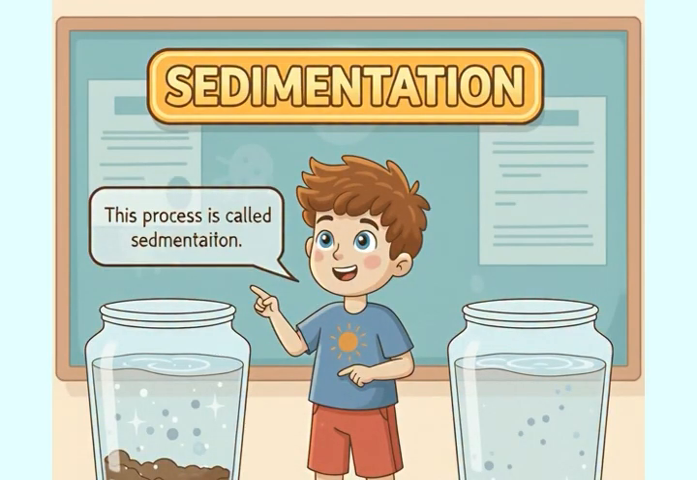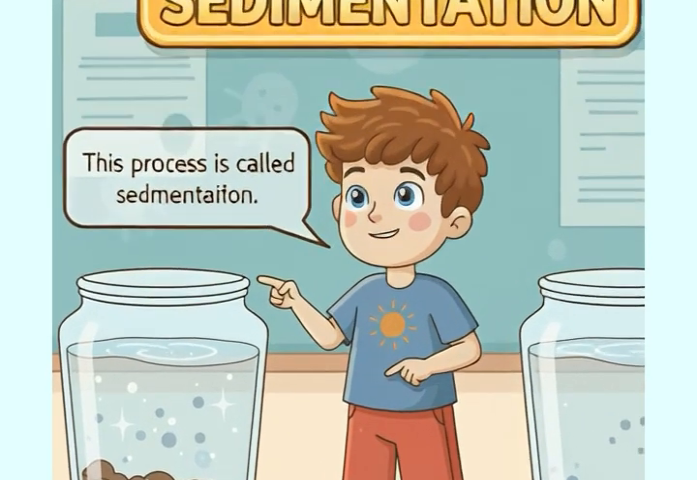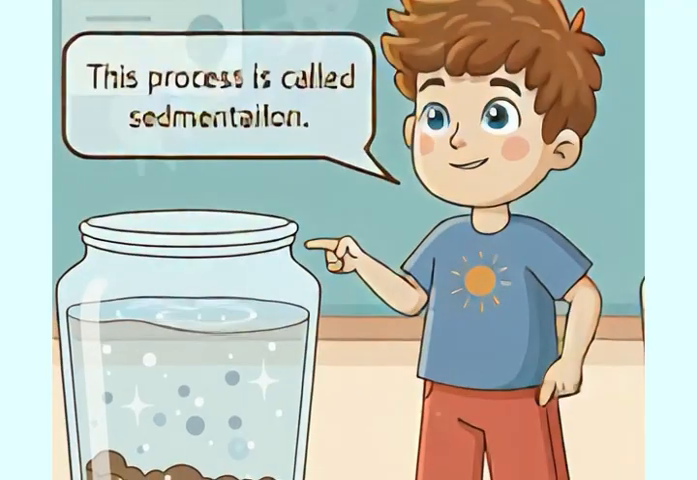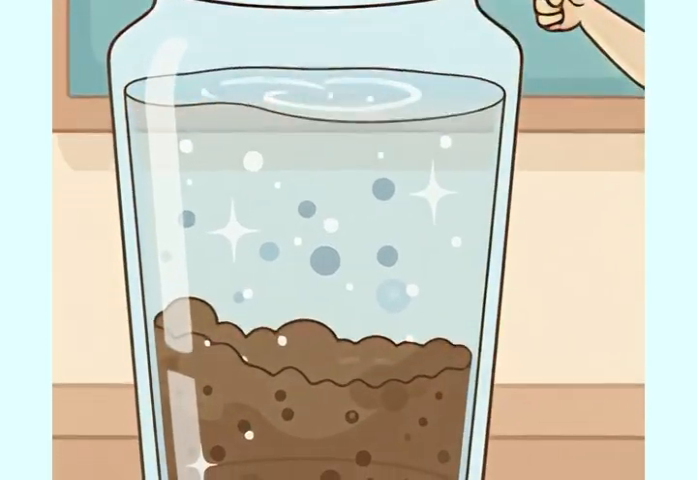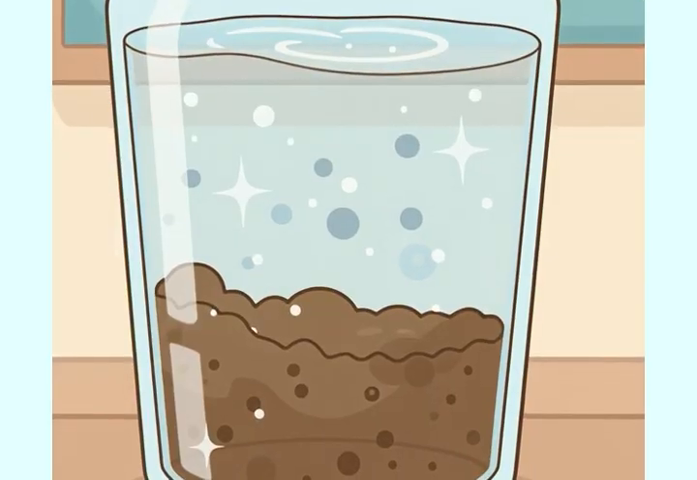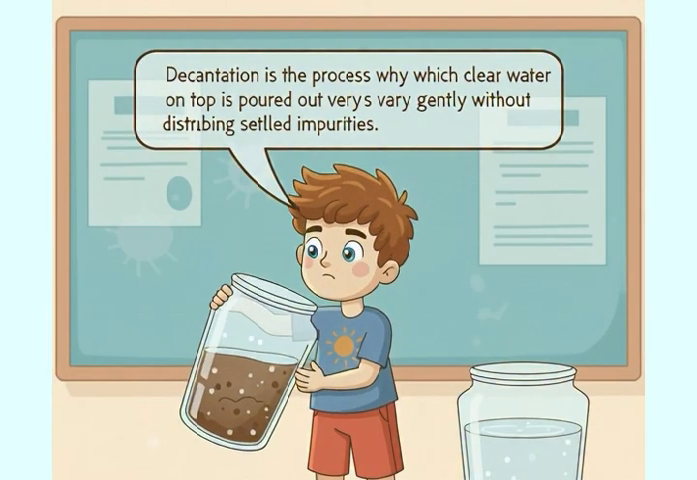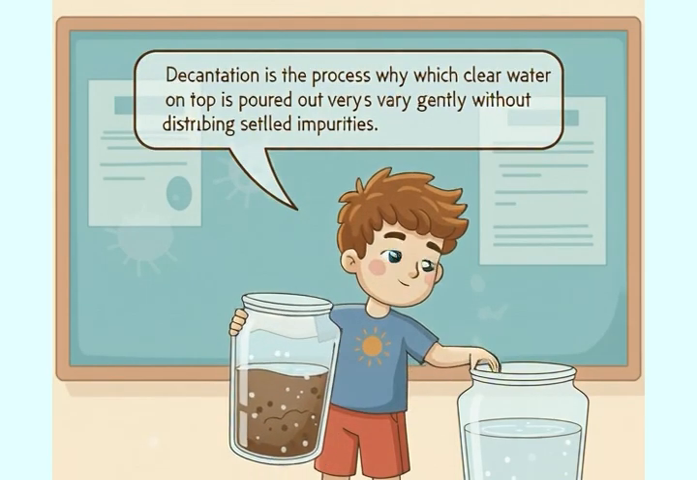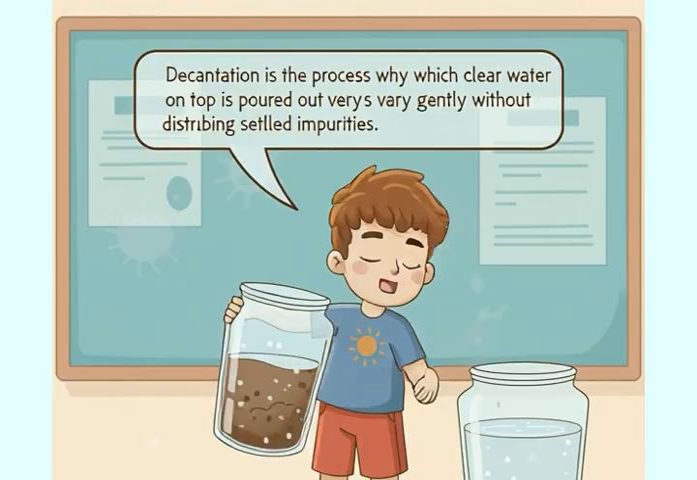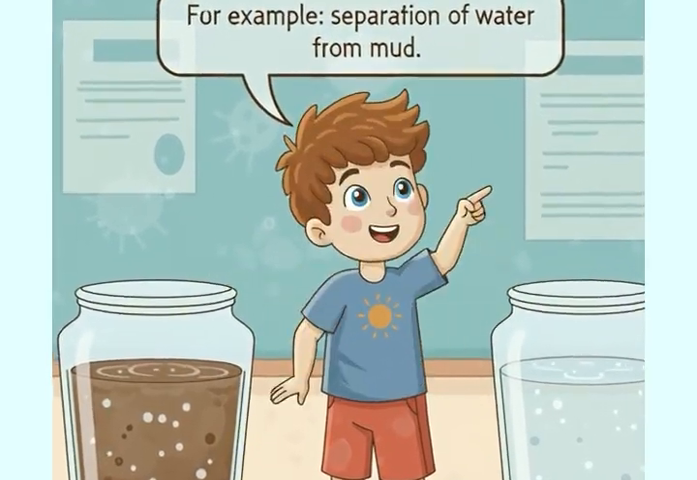Sedimentation and decantation. When impure water is allowed to stand in a container for few hours, the heavier impurities settle down at the bottom, leaving clear water on top. This process is called sedimentation. Decantation is the process by which clear water on top is poured out very gently without disturbing the settled impurities. For example, separation of water from mud.